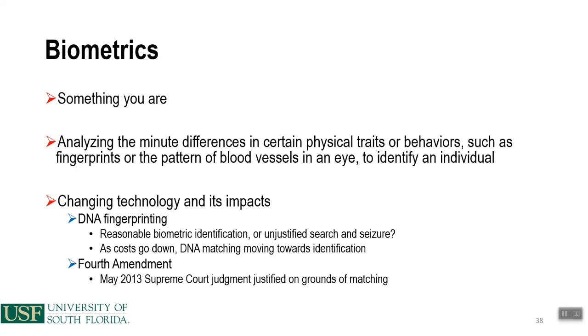Now biometrics, this is one of the cool ones. It's something that you are. It's analyzing the minute differences in certain physical traits or behaviors, such as fingerprints or the pattern of blood vessels in the eye to identify an individual. Changing technology and its impact, so DNA fingerprinting, reasonable biometric identification, or unjustified search and seizure. So how do you actually go about using this accordingly?